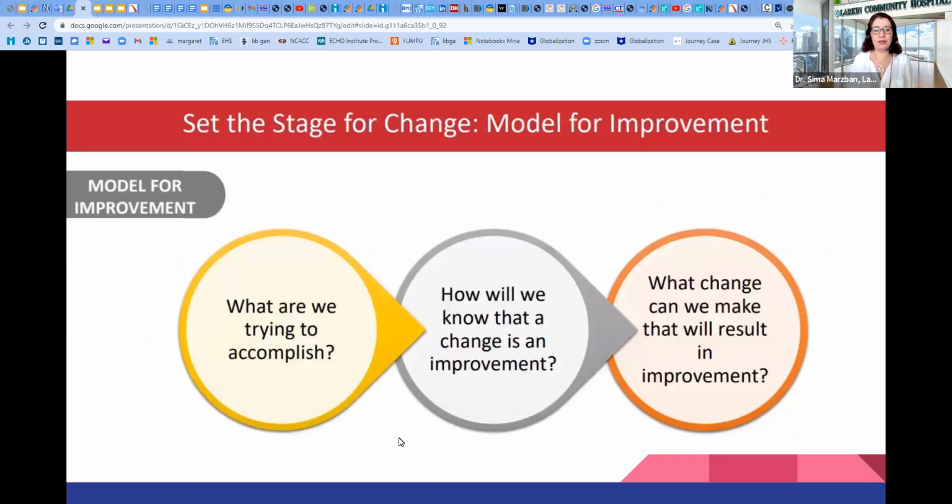The first approach in quality improvement project, the essential approach is setting the stage for change. How we can do it with a model for improvement. That's one of the approaches for quality improvement planning. Model for improvement. PDSA is a type of model for improvement. PDSA methodology is a type of methodology for improvement. So the first step was, what are we trying to accomplish? How will we know that change is an improvement?